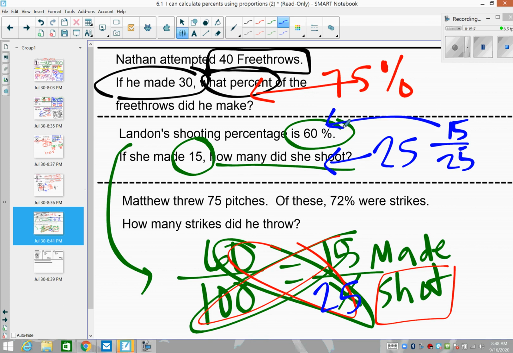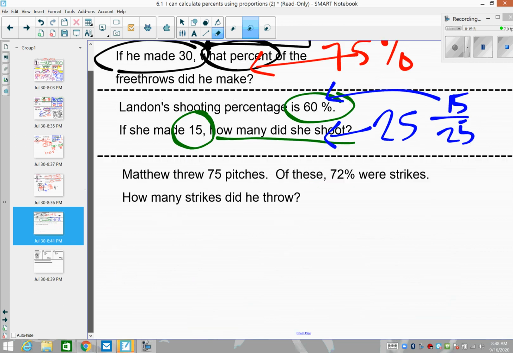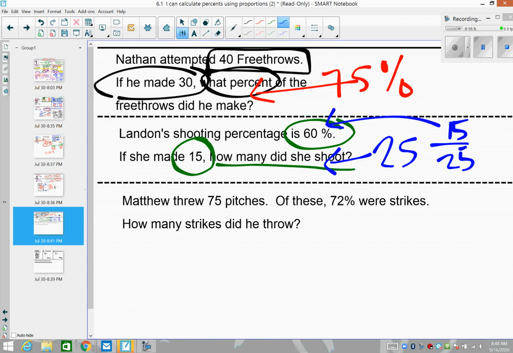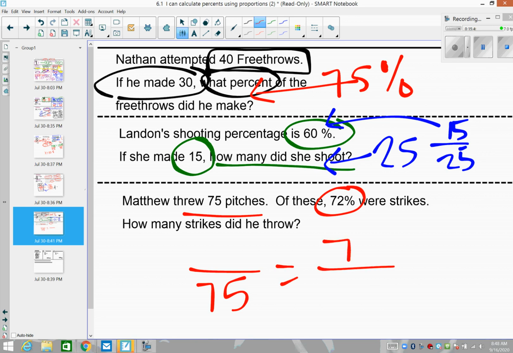Awesome. Next question. I'd like you to try the question on Matthew. I'm going to erase all this again because I don't have space. Pause video, rewind if you need to. Try the next problem with Matthew through 75 pitches. All right, unpause video. Matthew threw 75 pitches. So there's my of, the 75. Of the 75, 72%. Here's my definition of percent. Boom, not hard right there. That happens every single time. It's out of 100 when you see that percent symbol.